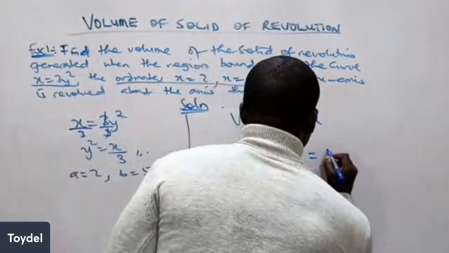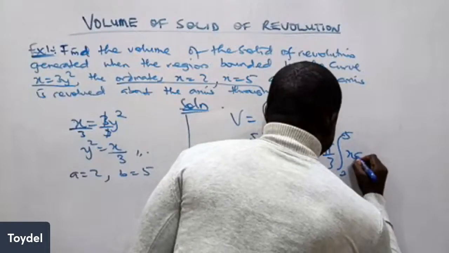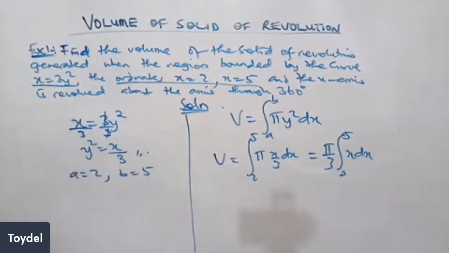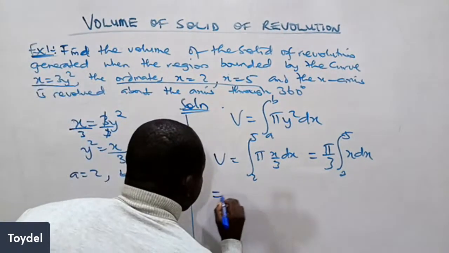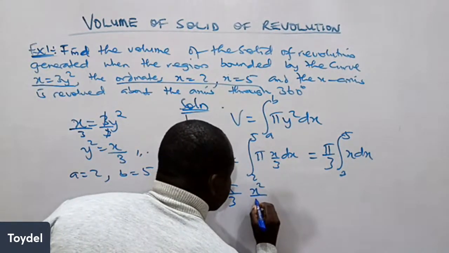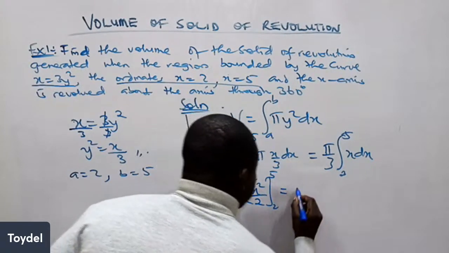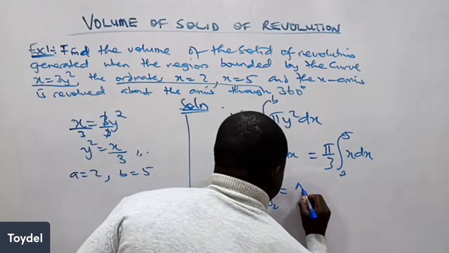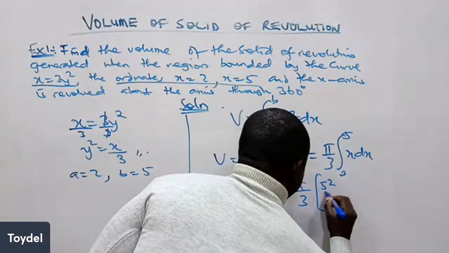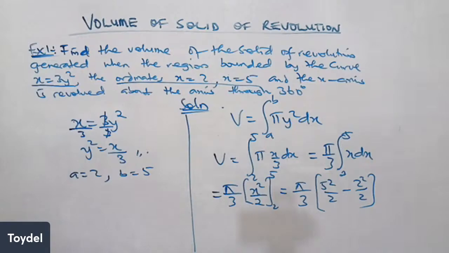Then we can bring out pi all over 3 to have the integral from 2 to 5 of x dx. So we can actually integrate x dx. We are going to have pi all over 3, and when we integrate x, we are going to have x squared all over 2 from 2 to 5. Then we substitute: 5 squared all over 2 minus 2 squared all over 2.